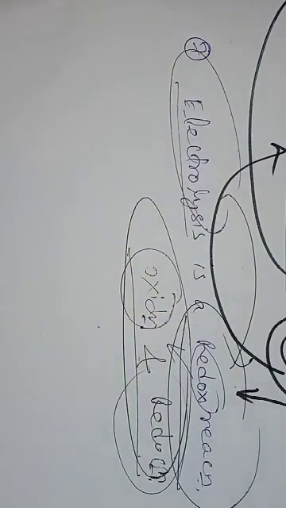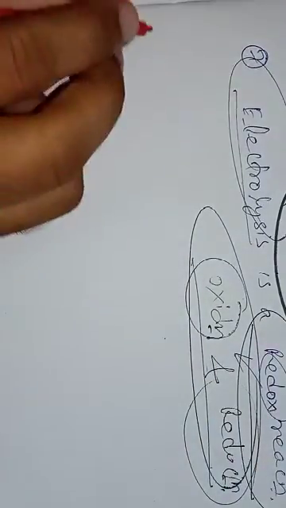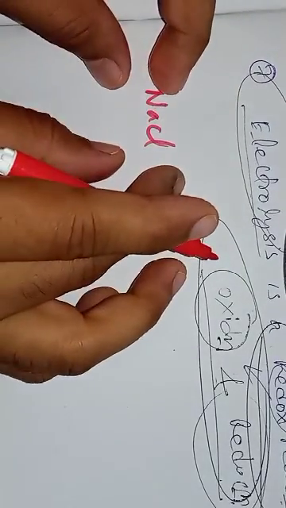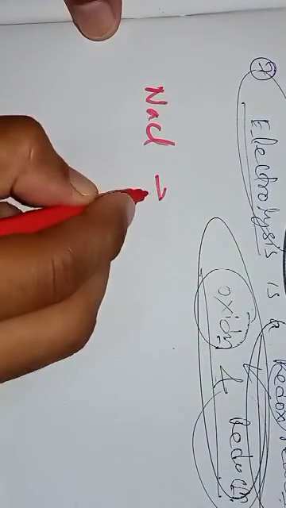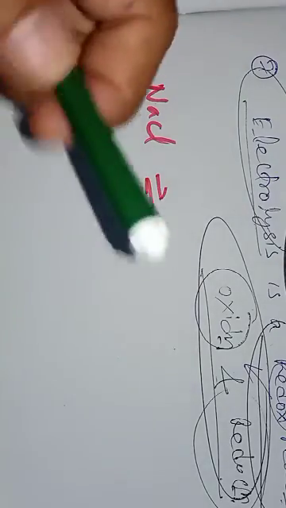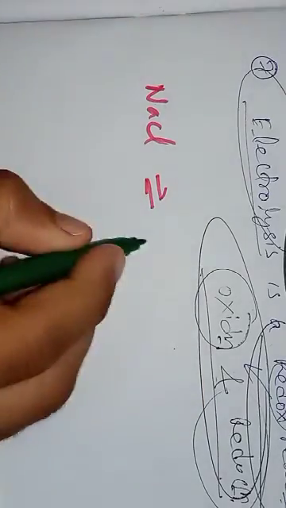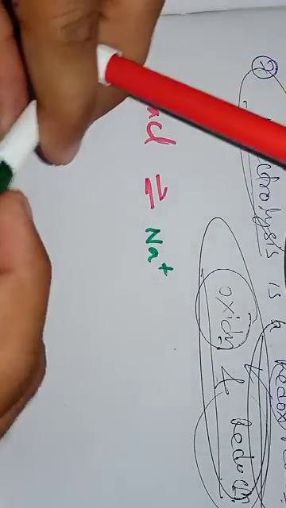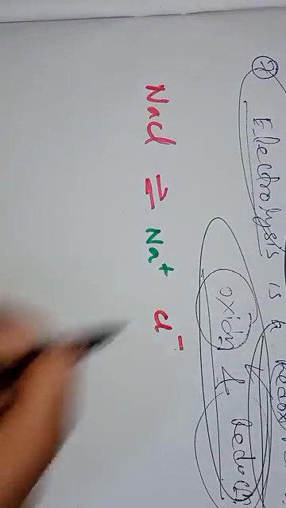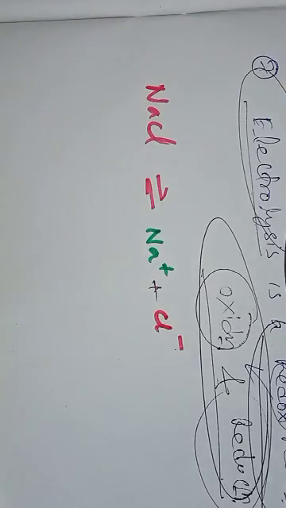Let us take an example to understand this. So let us take my favorite electrolyte, that is NaCl. What will happen, either you take the aqueous form of NaCl or you melt it, in that case it will get dissociated into its constituent ions. They are Na plus and Cl minus. Now what will happen when electricity is passing through this electrolyte? Imagine the electricity is passing through this electrolyte.